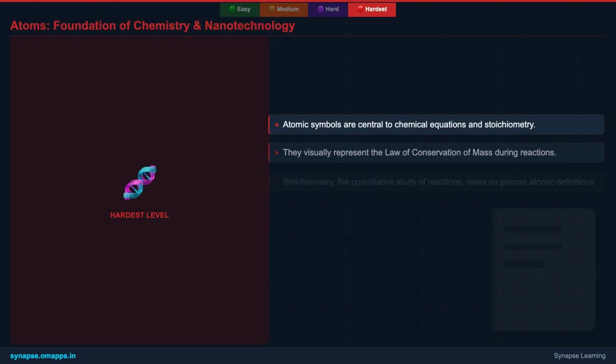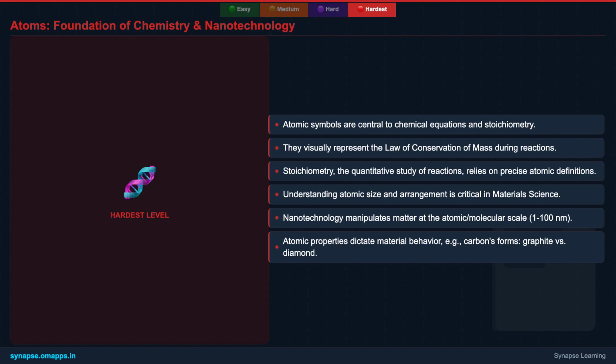Atomic symbols are the bedrock of chemical equations and stoichiometry. They visually represent the law of conservation of mass, illustrating that atoms are merely rearranged, not created or destroyed, during reactions. Stoichiometry, the quantitative study of chemical reactions, relies entirely on the precise definition of elements by their symbols and associated atomic masses, enabling accurate calculations in fields like chemical engineering.